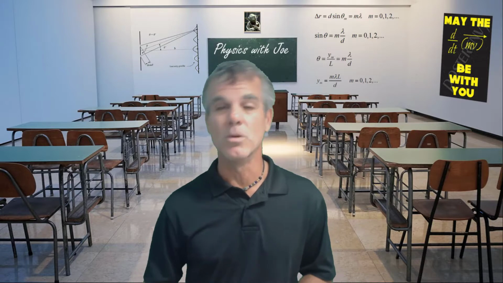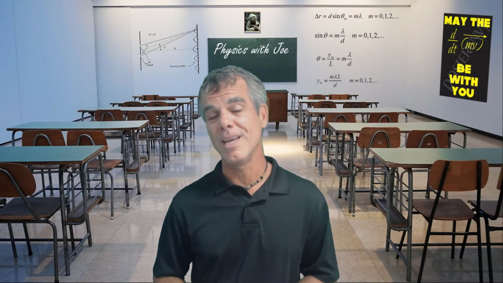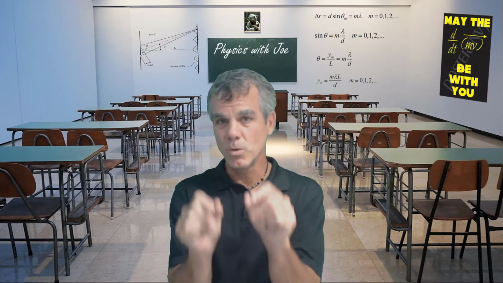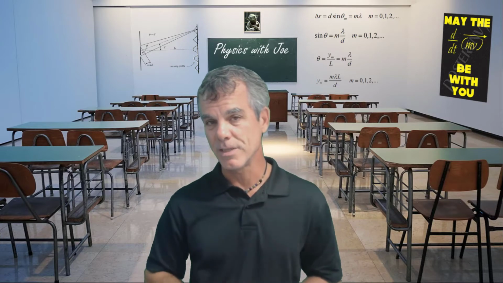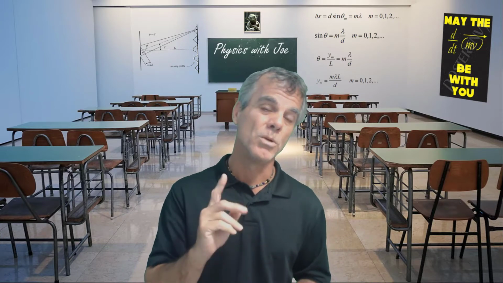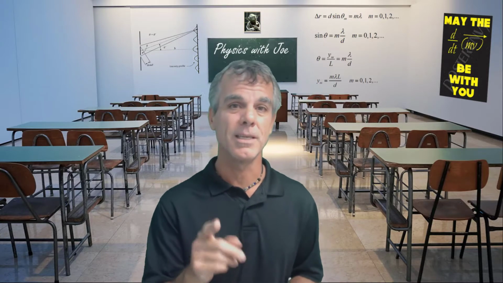And in today's video, I'm going to talk about Young's double-slit experiment, also known as double-slit interference, in which light traveling through two closely spaced narrow slits can exhibit both constructive and destructive interference, which is a property of waves. So without further ado, let's jump right into it.